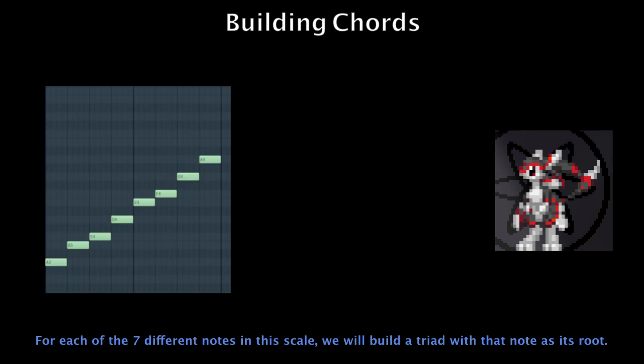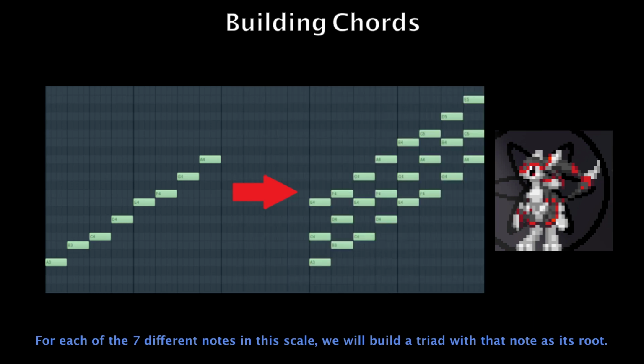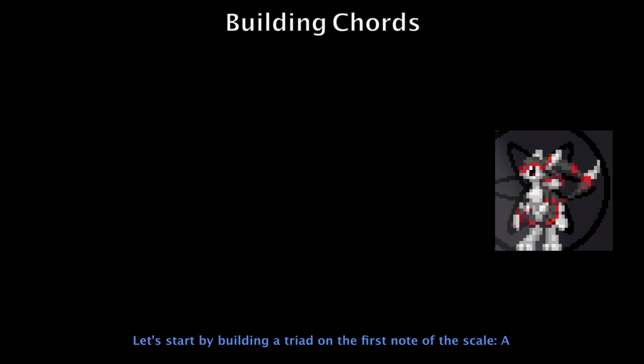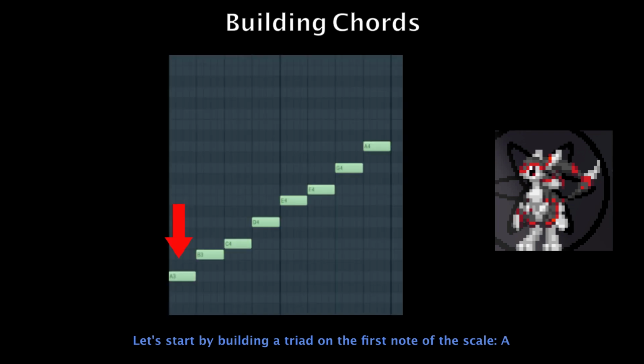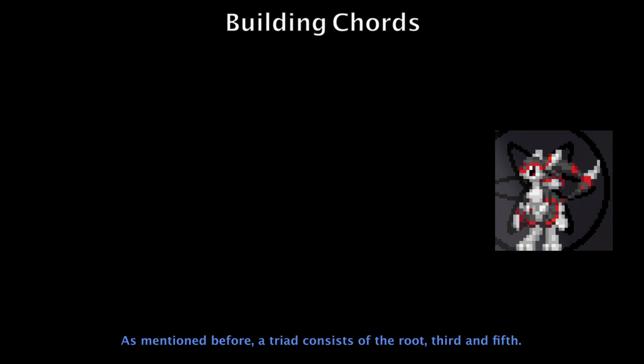For each of the 7 different notes in this scale, we will build a triad with that note as its root. Let's start by building a triad on the first note of the scale, A. As mentioned before, the triad consists of the root, third, and fifth.